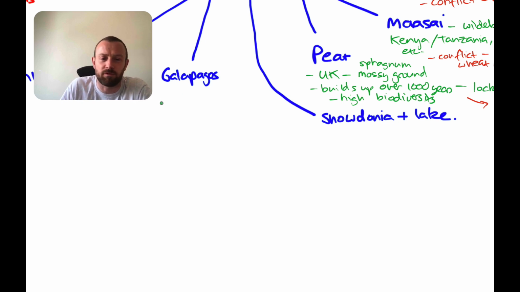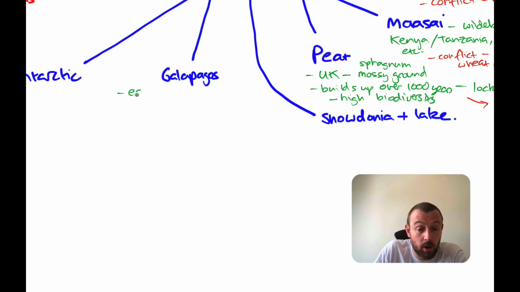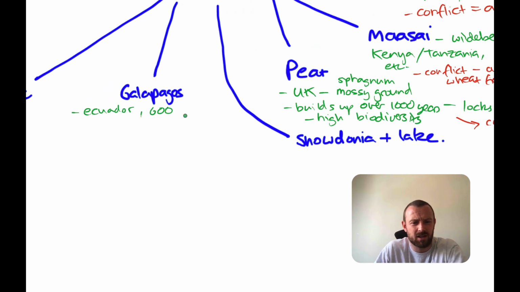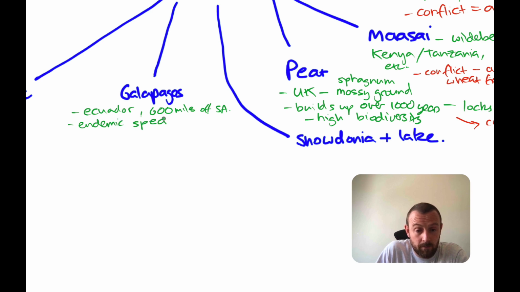Let's look at a couple of facts about them. They are part of the country of Ecuador. They're about 600 miles, I can't remember if it's miles or kilometers, but 600 miles off South America. They have a high amount of endemic species, such as the Galapagos finches and tortoises and different types of plant.